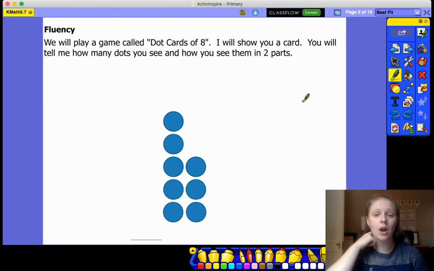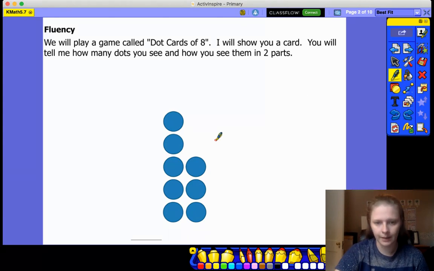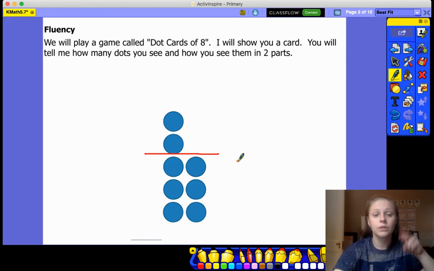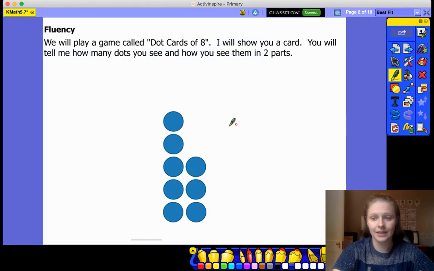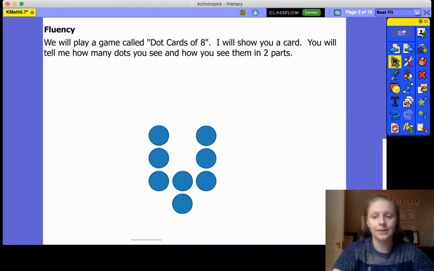All right, we're gonna play a game first called Dot Cards of 8. I will show you the card. You will tell me how many dots you see and the two parts you see them in. So let's take a look. Remember, it's dot cards to 8. Good, so we see 8 dots. I made an imaginary line. How do we see them in two parts? 2, 6. Good, so we can say 8 is the same as 2 and 6. That's what it makes.